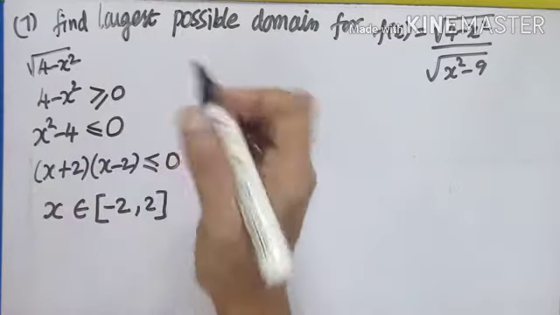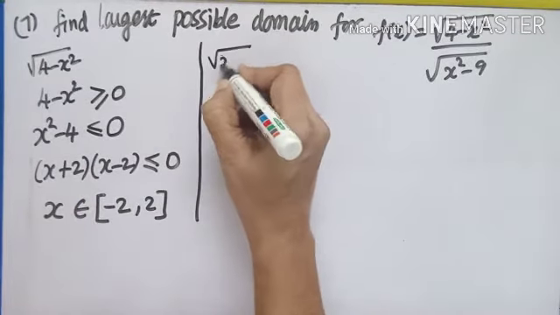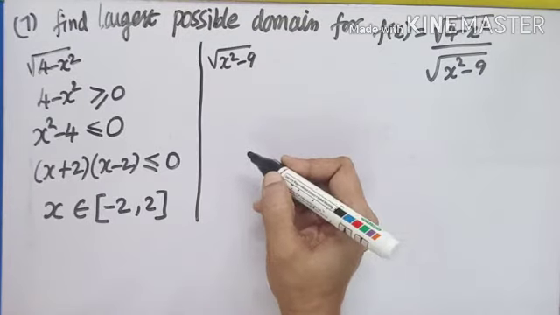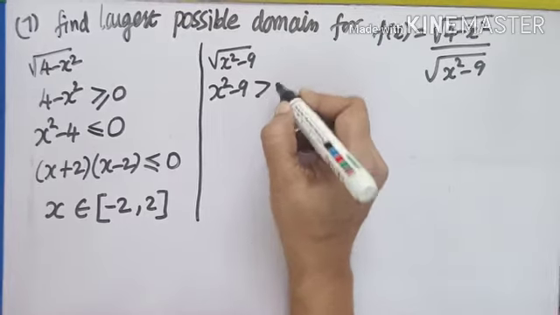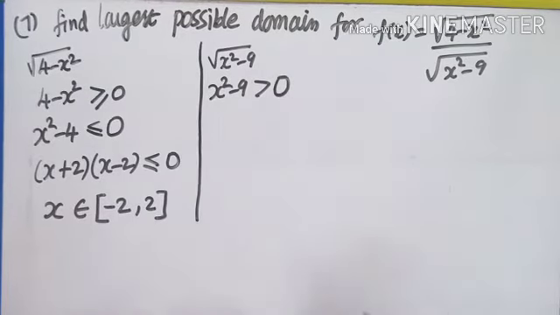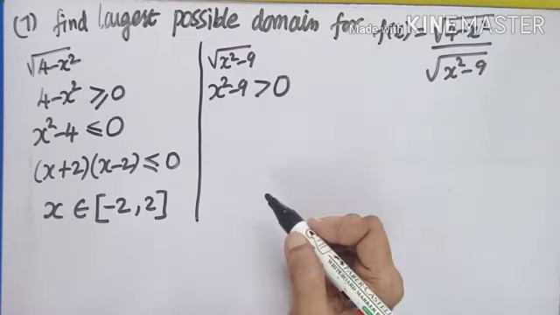This is for the numerator I did. What is the denominator? X square minus 9. Because it is the denominator, I should not put equal to 0. I will put only greater than 0. Equal to cannot come for the denominator.